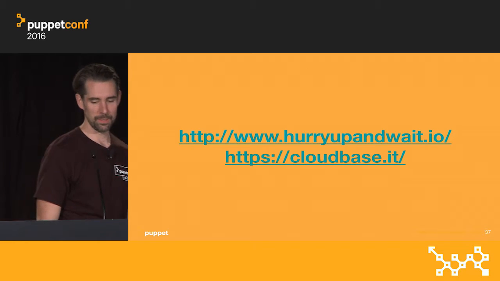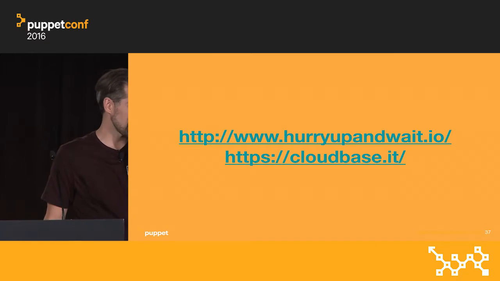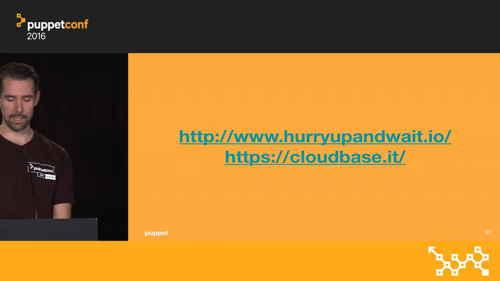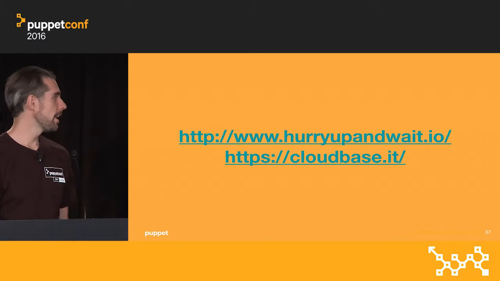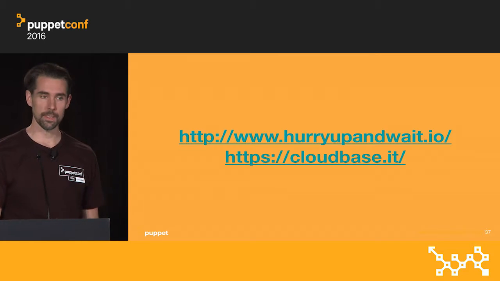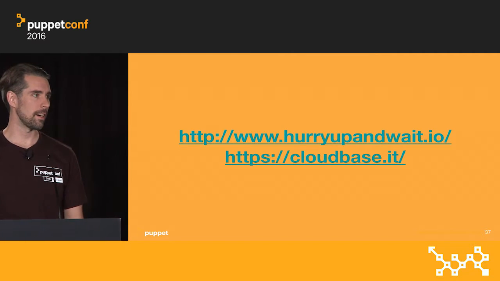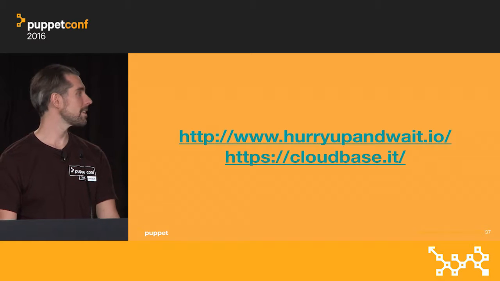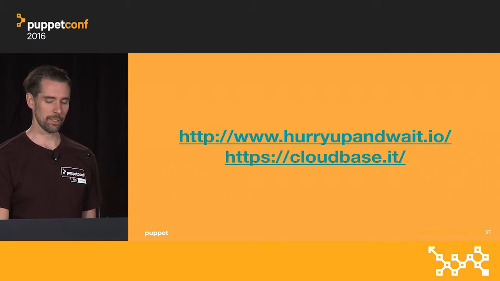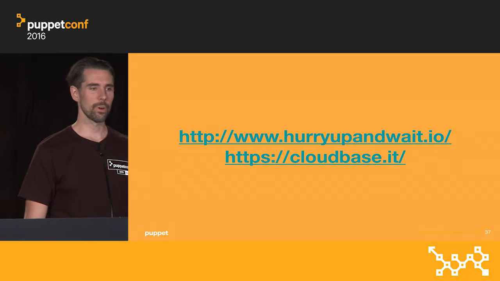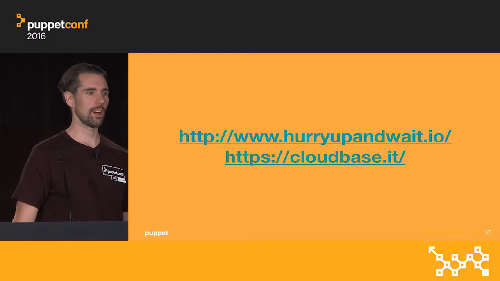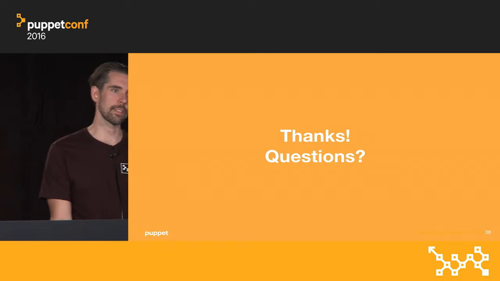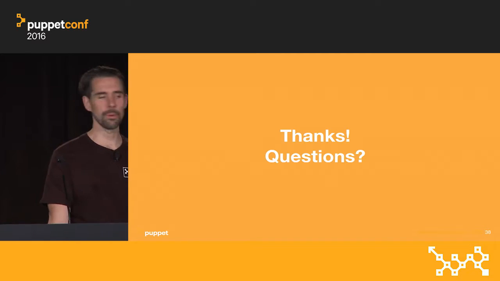I want to note briefly some of the resources that I used getting started on this. Hurry Up and Wait is Matt Rock's blog, and that has a lot of material as well. And then Alessandro Pilotti of Cloudbase did a lot of work testing out Puppet, and also has his own work around supporting Hyper-V images on OpenStack. So thanks. I have a couple minutes for questions.